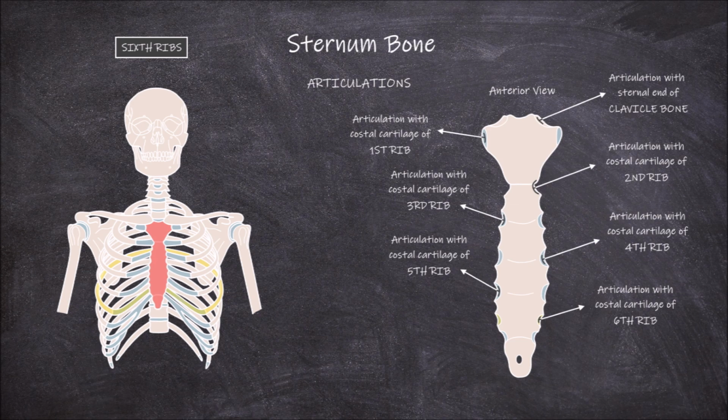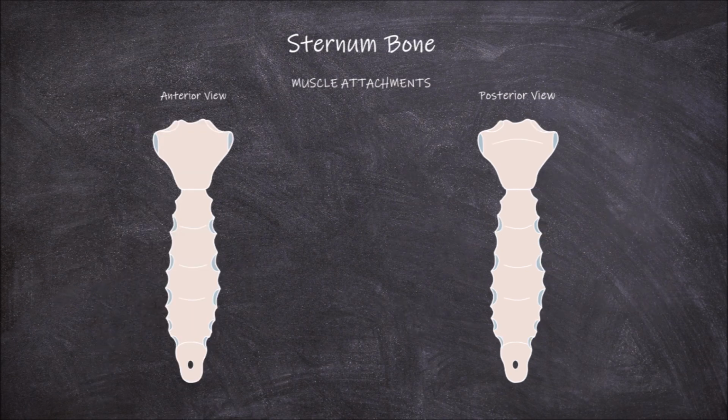The final two articulations are with the two seventh ribs. The notch that is shared between the mesosternum and the xiphoid process articulates with the costal cartilage on each of the seventh ribs. What about the muscles that attach to this bone? There are 5 muscles that attach to this bone.